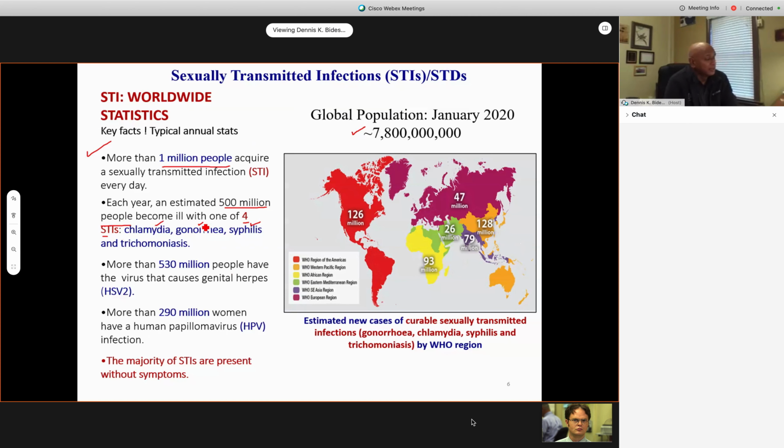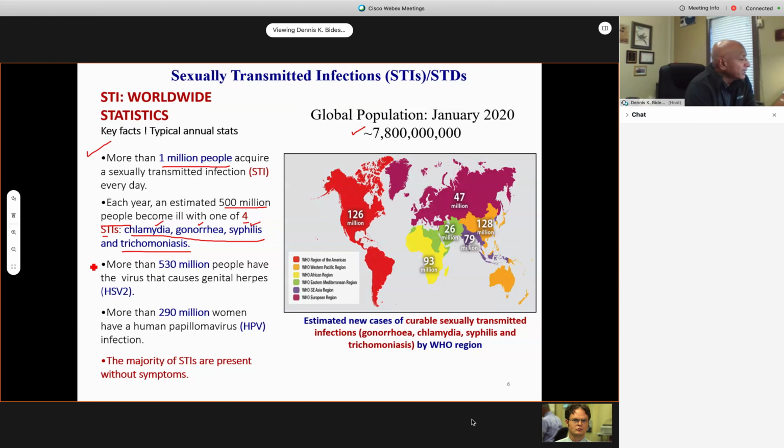Chlamydia trachomatis, that's a bacterium. Gonorrhea, we saw this name in the laboratory. Neisseria gonorrhoeae causes gonorrhea, and syphilis is caused by Treponema pallidum. So these 3, they are bacterial in nature. The 4th one is trichomoniasis. It's the only parasite known to be transmitted sexually. That organism is Trichomonas vaginalis.